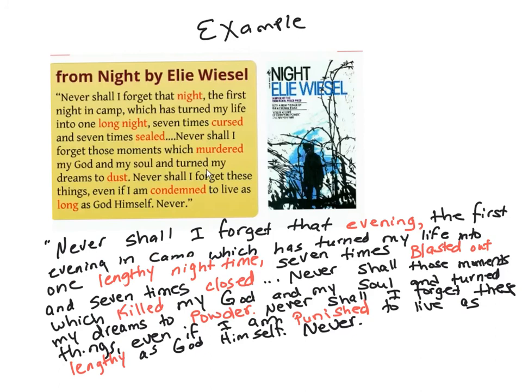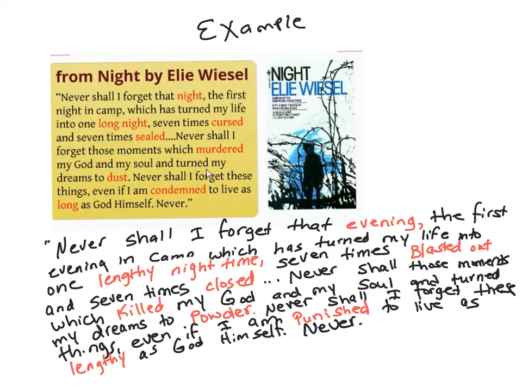Here's an example in actual literature. So this is from Night that you read last year. He says, "Never shall I forget that night, the first night in camp, which has turned my life into one long night, 7 times cursed and 7 times sealed. Never shall I forget those moments which murdered my God and my soul and turned my dreams to dust. Never shall I forget these things, even if I am condemned to live as long as God himself. Never." So look at the words in red.